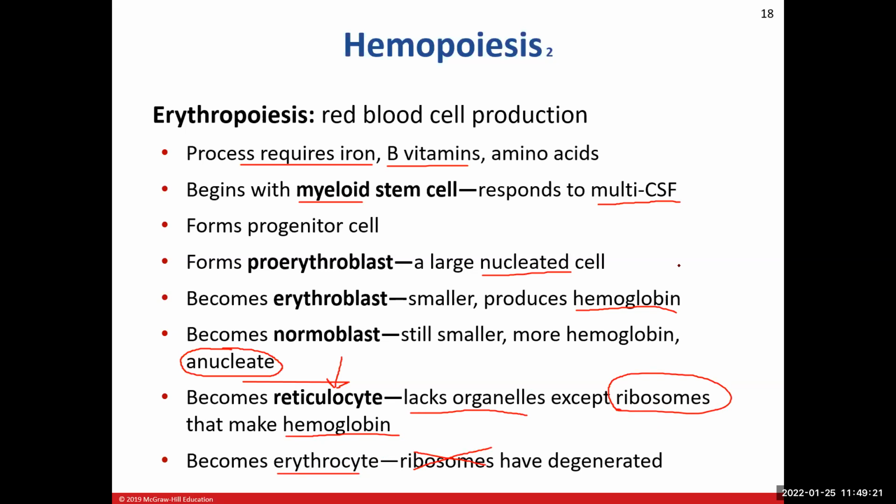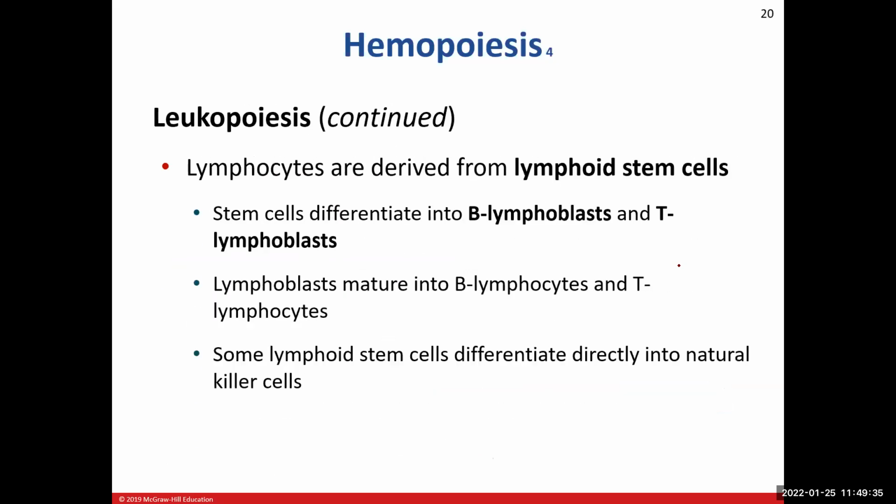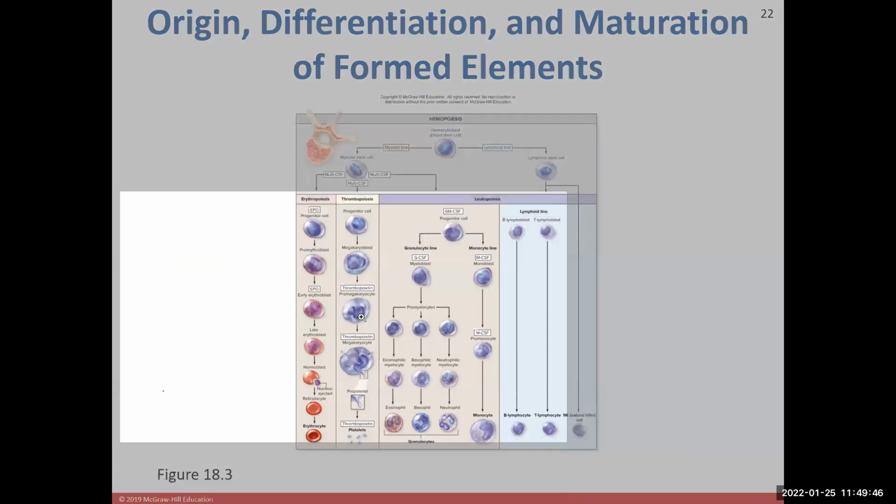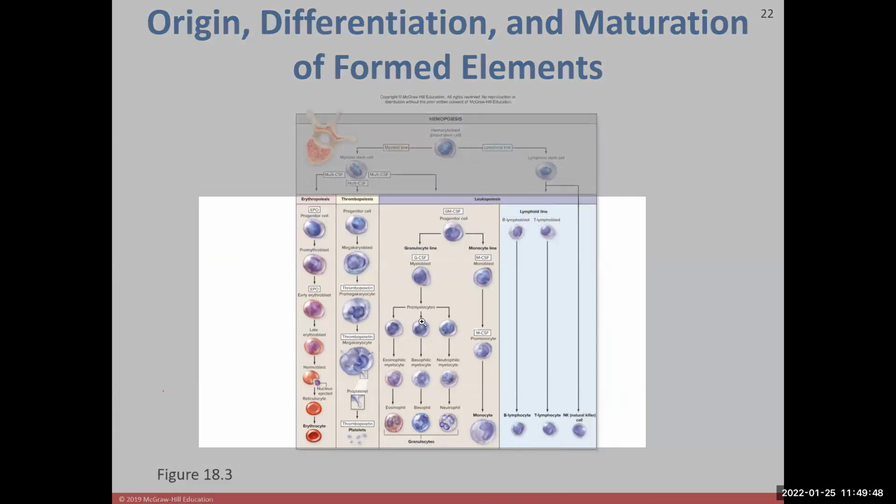So sometimes if you get your blood drawn, it might say on the lab report that you have an increased number of reticulocytes. Those are the baby red blood cells. They're the cells just before the erythrocyte becomes all grown up.